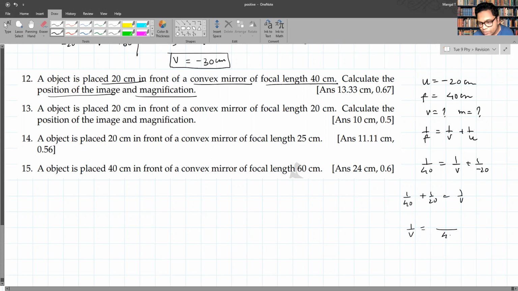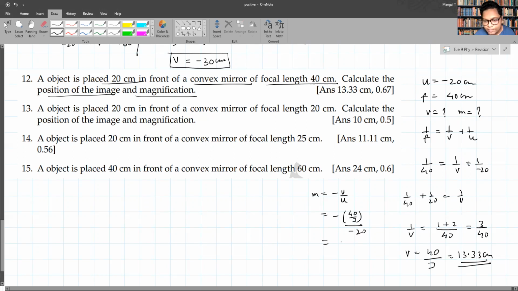So this is 40, this is 1 and this is 2. So that is 3 upon 40. So v is 40 upon 3, which is 13.33 centimeter. And magnification is negative v by u, that is negative of 40 by 3 upon negative of 20. So this and this will be plus. So that will be 40 upon 3, 1 by 20. So m is equal to 2 by 3, which is 0.67.